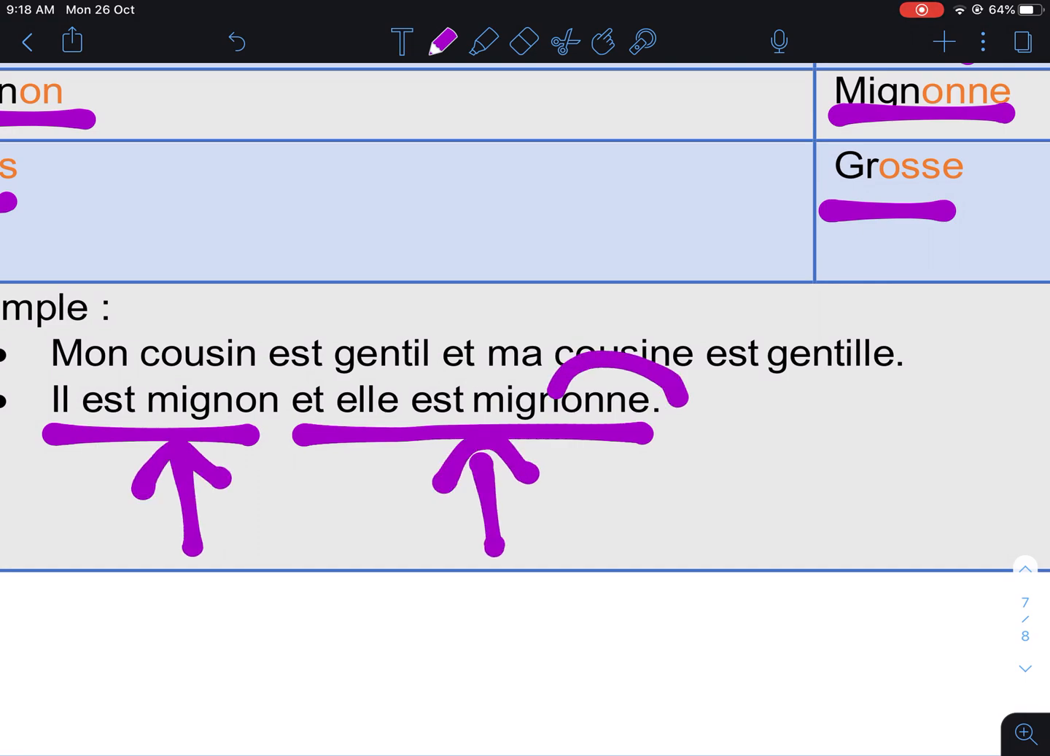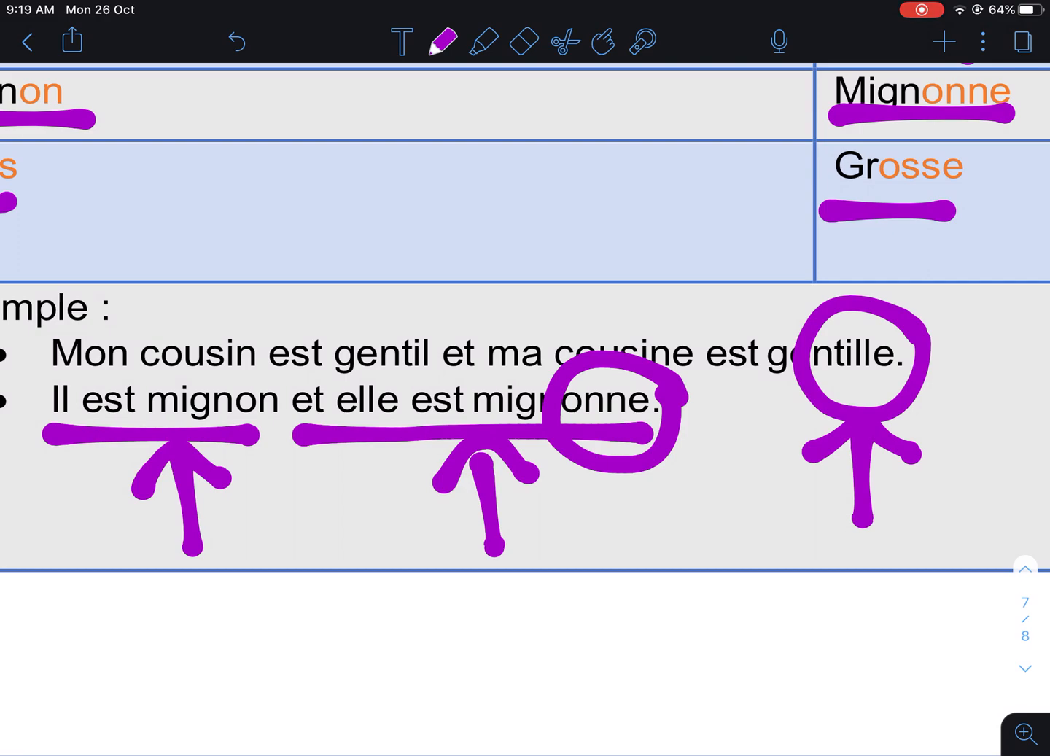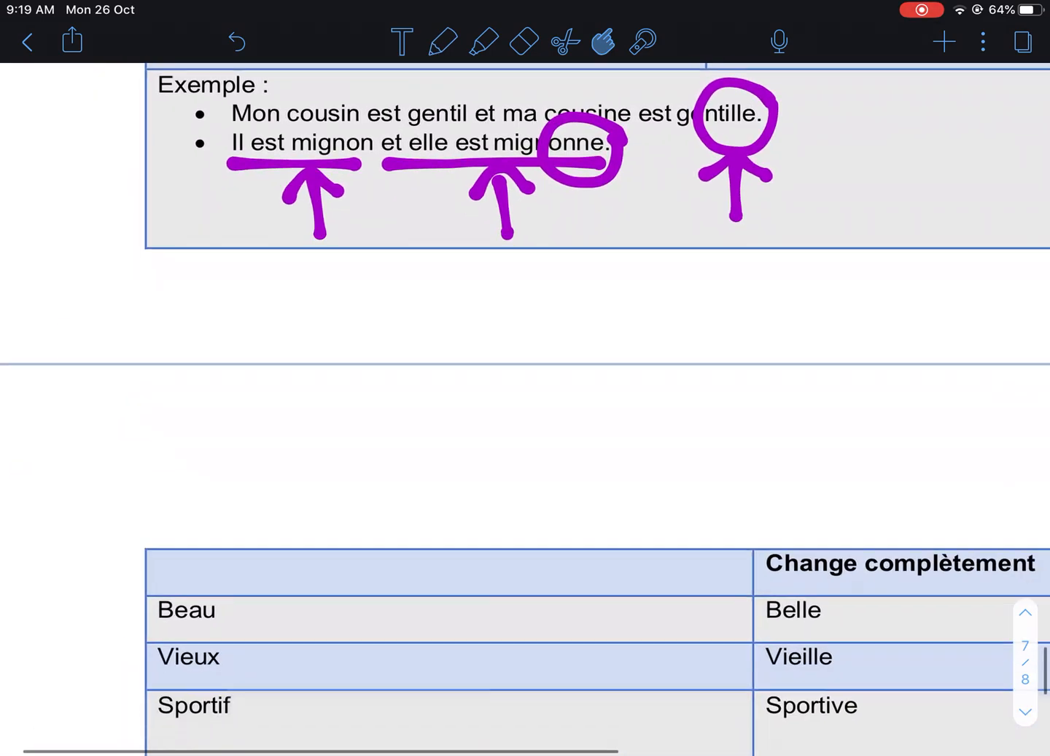Now notice the difference for female singular. When describing a female, when describing a lady with the adjective, it has to agree with the subject. So if it's a girl, the adjective also has to be in female form. If it's a man, the adjective has to be in male form. Now let's move to the next variation.